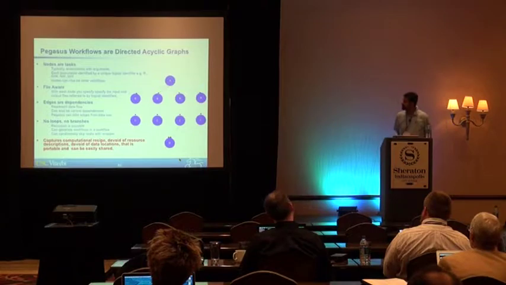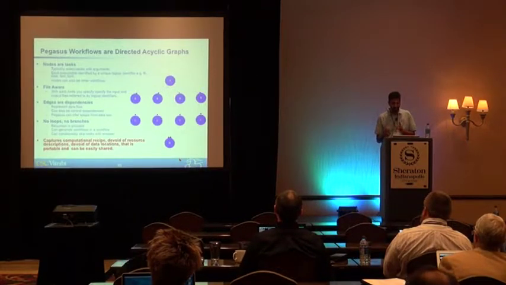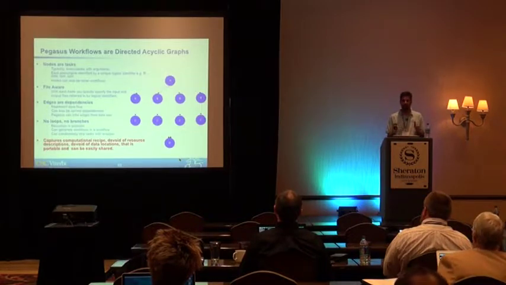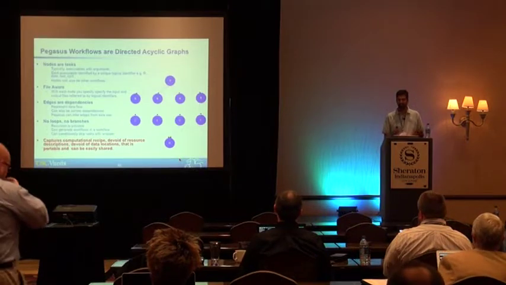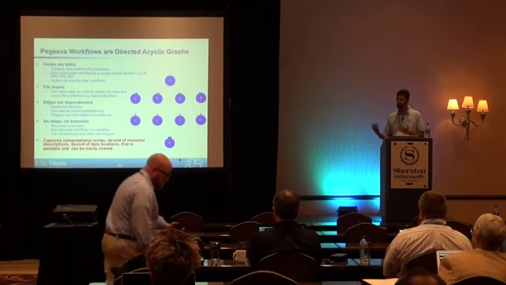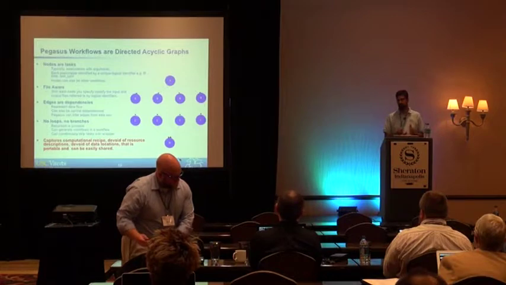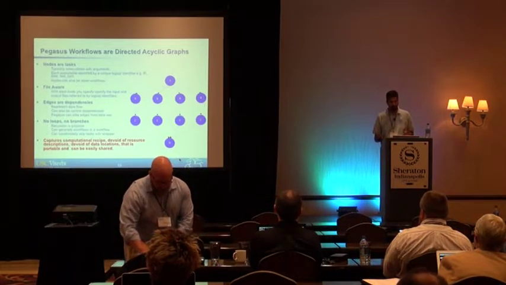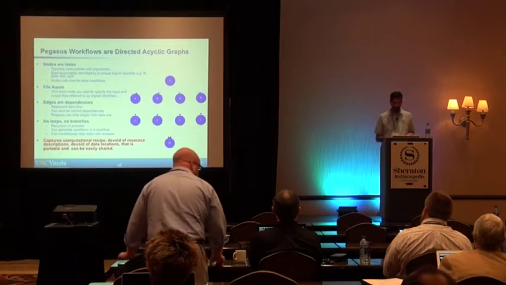So Pegasus workflows are directed acyclic graphs. What I mean is nodes are tasks. Typically, they're executables with arguments, and each executable is associated with a unique logical identifier. For example, let's say you have some fast Fourier analysis that you want to do in that node. That node is identified by FFT. Nodes can also be other workflows. That's how we scale up to really large hierarchical workflows where jobs can have on the order of 1 million tasks.